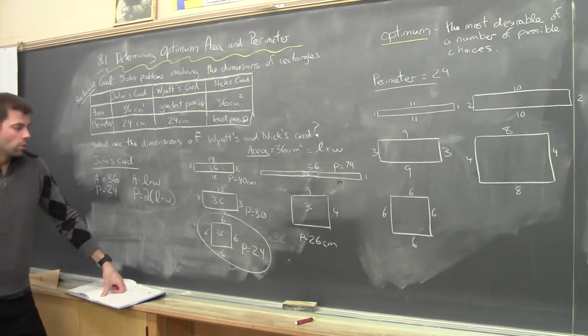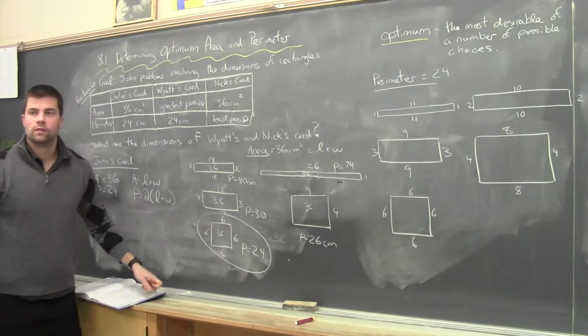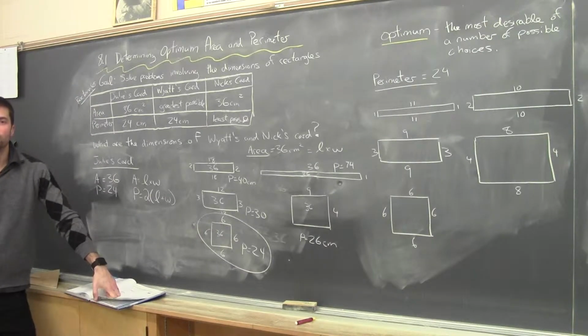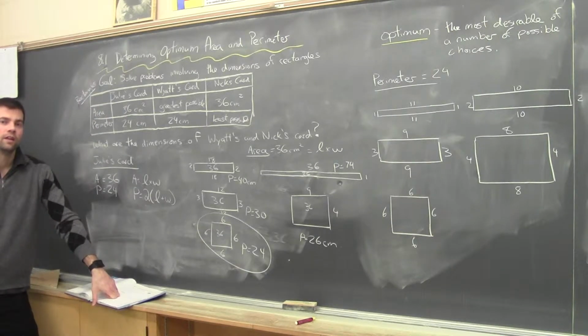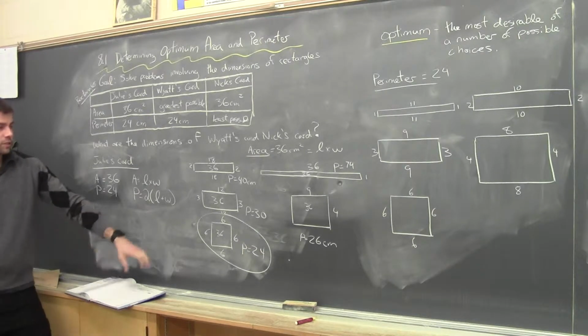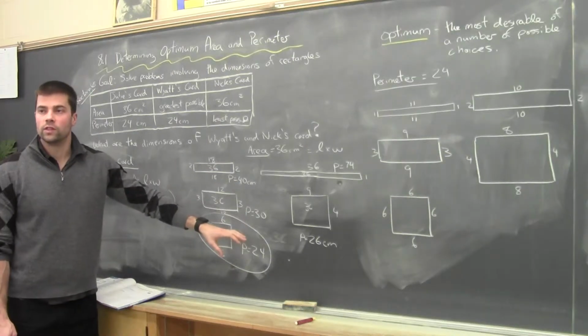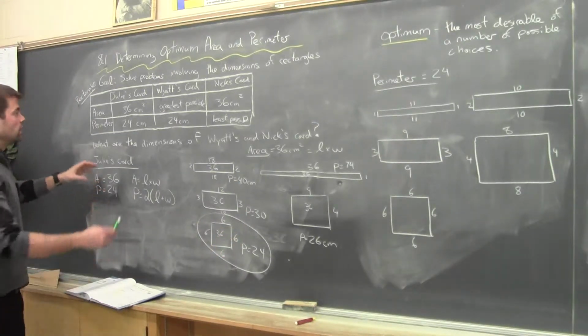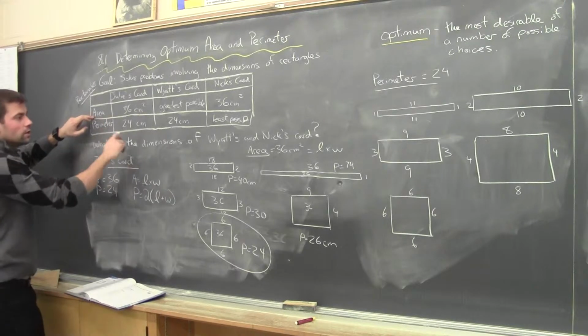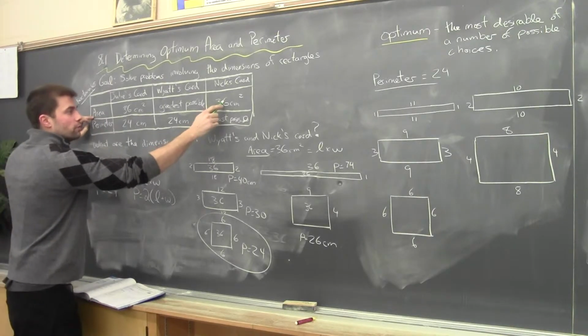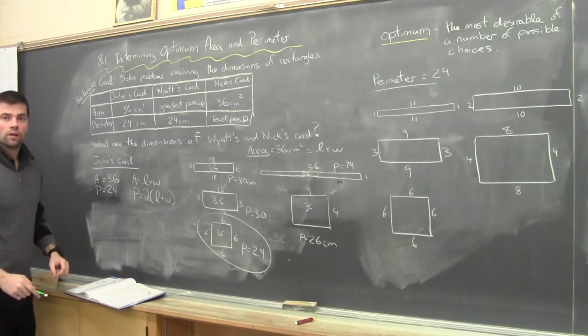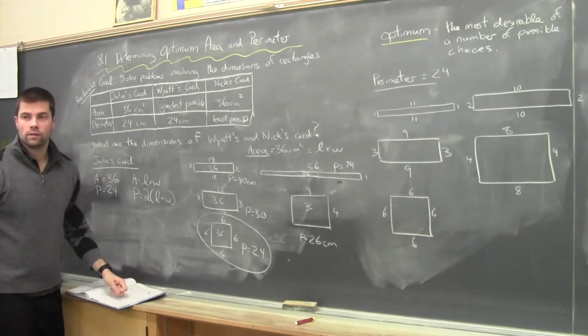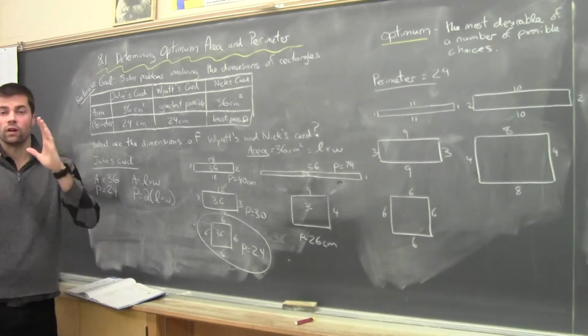Okay? What do you guys notice about this one? It's got a very special name. Kevin? It's a square. Yes, it's a square. Okay, that's not a coincidence. That's actually what we're discovering here through this investigation, is that if we want the least possible perimeter for a very specific area, then we're going to go with a square. Okay? And it makes sense, right?